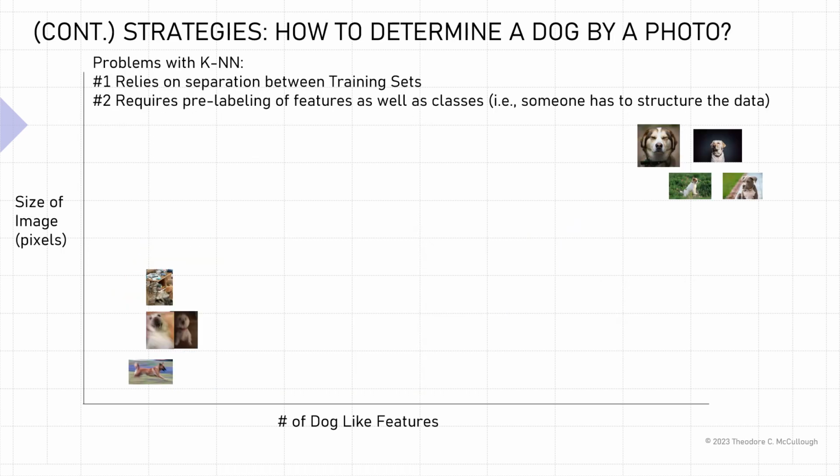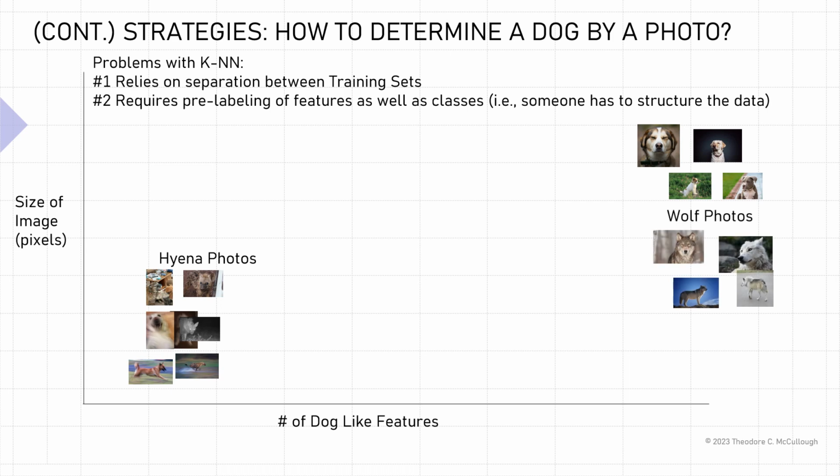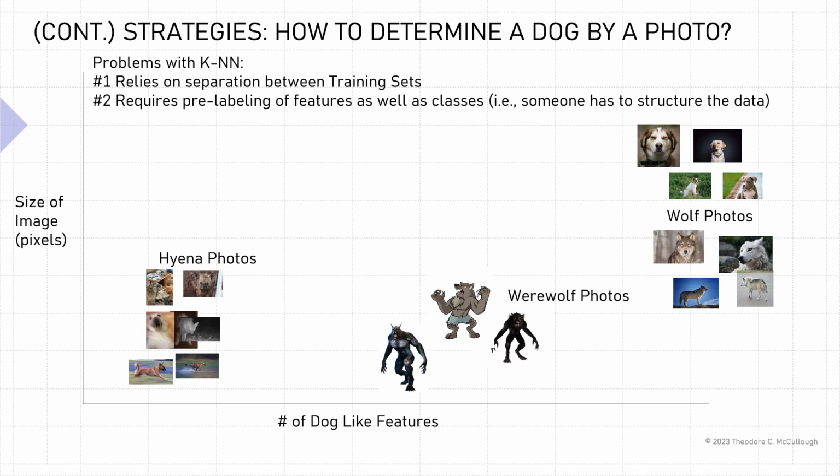All right, let's look at some problems with KNN as a strategy. The first is that KNN relies upon separation between training sets. Well, what does that mean? That means that if I introduce into the problem space, for example, hyena photos that are low resolution, hyenas share many of the same features as dogs do. They have snouts, they have ears, they have tails. Similarly, if I introduce wolf photos into the problem space, wolves share many of the same features as dogs, and so it's going to be tough to differentiate the two. If I introduce werewolves, same problem, werewolves share many of the same features with dogs, so it's going to be tough to differentiate them.